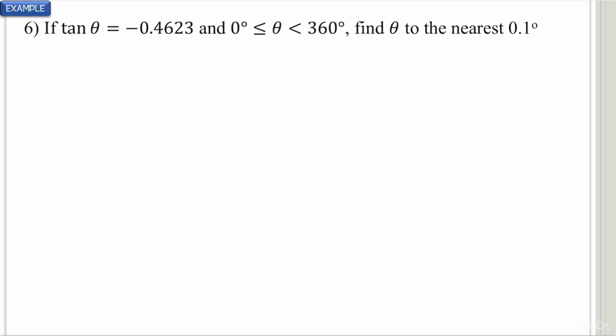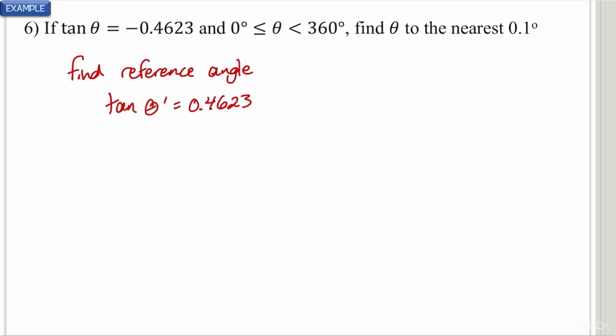All right, and then our last example, we're given that the tangent of some angle is -0.4623, somewhere between 0 and 360, and we want to find those angles to the nearest tenth of a degree. So we're doing this in degrees, which is quite nice. What we're going to do is find the reference angle. And you do that by simply saying that the tangent of the reference angle is going to be positive 0.4623.